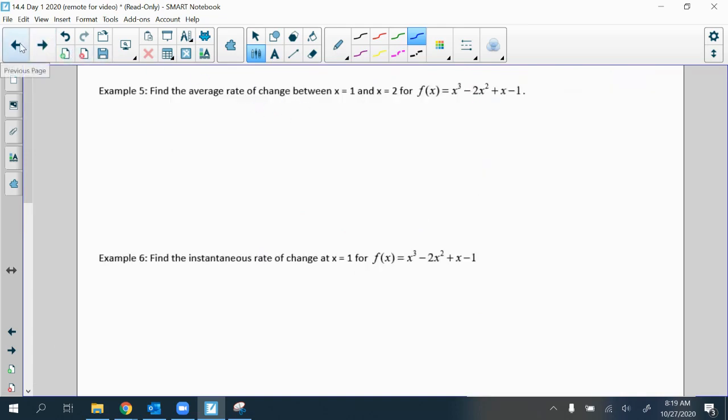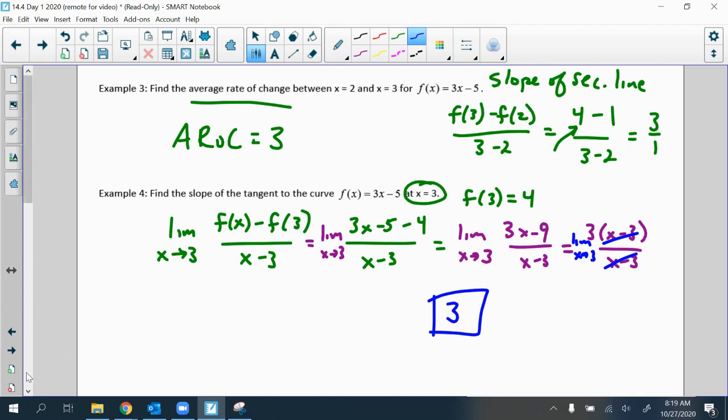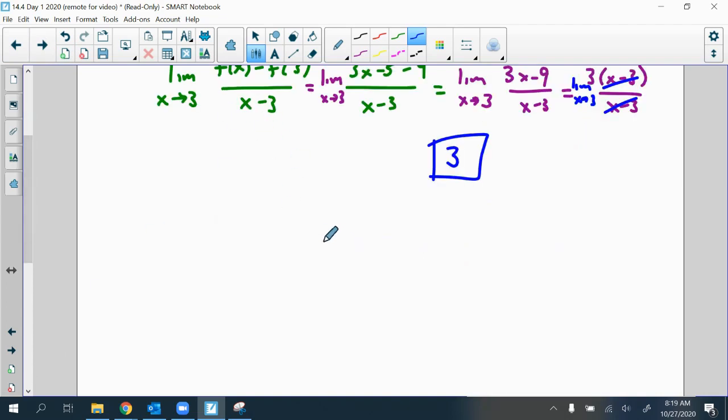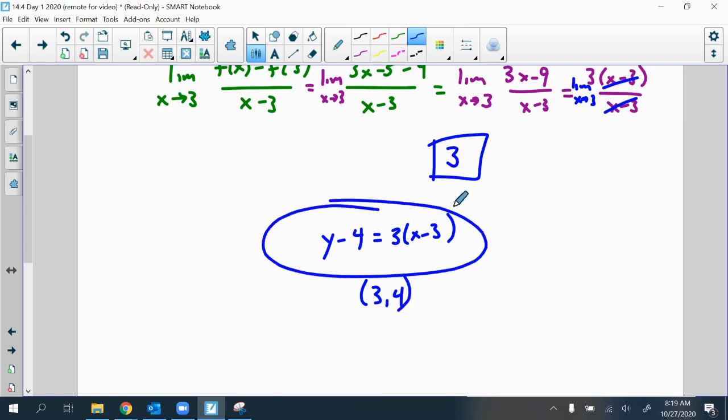of that. And then if I wanted to write the equation of the tangent line, that was not the question, but I could say y minus 4 equals 3 times x minus 3, because the point was 3, 4. Again, this is not the question, so you don't have to write it in this particular case, but if that was the question, that's what we would write.